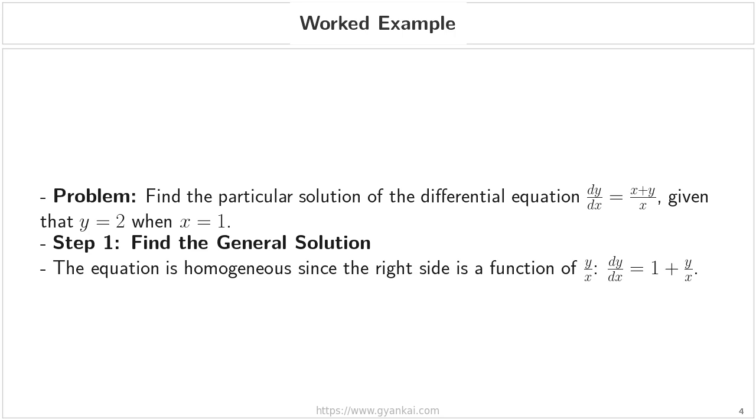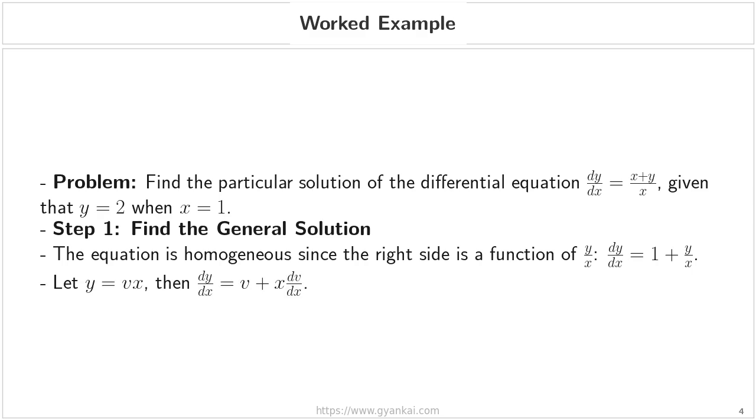First, we need to verify if this equation is homogeneous. If we divide both terms in the numerator by the denominator, the right side becomes 1 plus y over x, because the right side is now expressed as a function of y over x. We can confirm it is indeed a homogeneous equation. Now, to solve it, we'll use the substitution method we learned previously. Let's let y equals v times x.